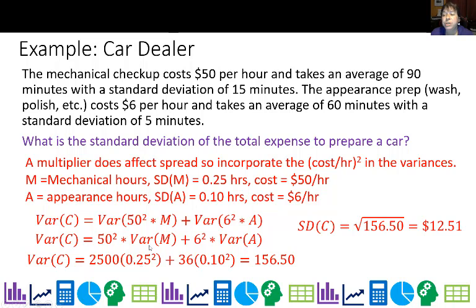Or you could say your new standard deviation just for this is $50 times 0.25, which would be $12.50, right? And then you take that and square it. And then this is $6 times 0.1, so you get 0.6, and you take that and square it. So there are two ways to do this. You can look at the variances, remembering that these are squared, or you could calculate your new standard deviations, then square them to get the new variance, and then square root that, kind of like the Pythagorean theorem. Use the one that you feel most comfortable with.